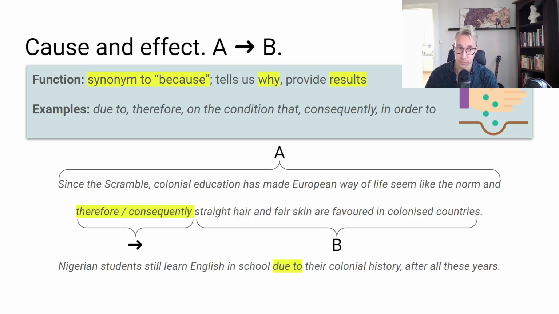We have another example. We're using due to instead of because, where it says Nigerian students still learn English in school due to their colonial history after all these years. Once again, an observant student would see that these are also compound complex sentences. Nigerian students still learn English in school due to their colonial history after all these years, and so on.